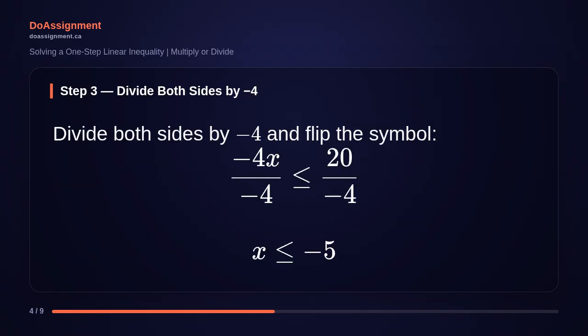Dividing the left side, negative 4x divided by negative 4 gives us x. Dividing the right side, 20 divided by negative 4 gives us negative 5. After flipping the symbol, our solution is x is less than or equal to negative 5.